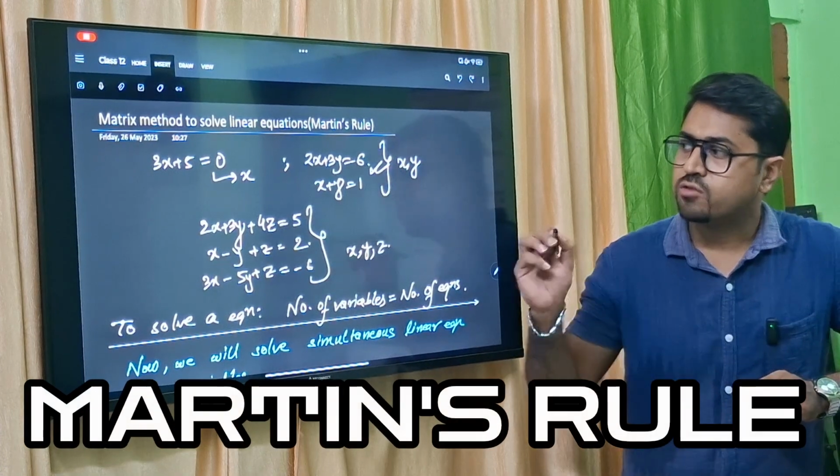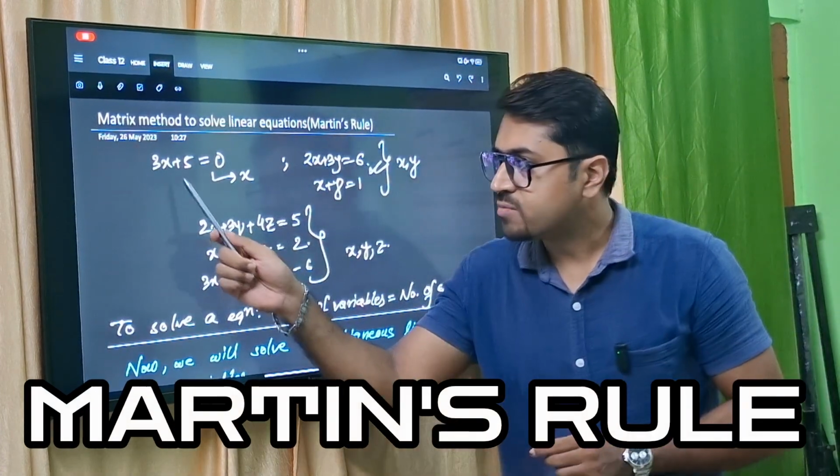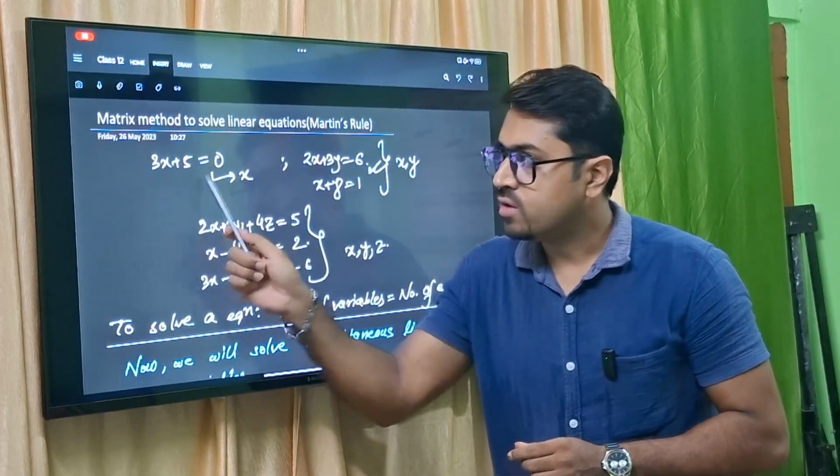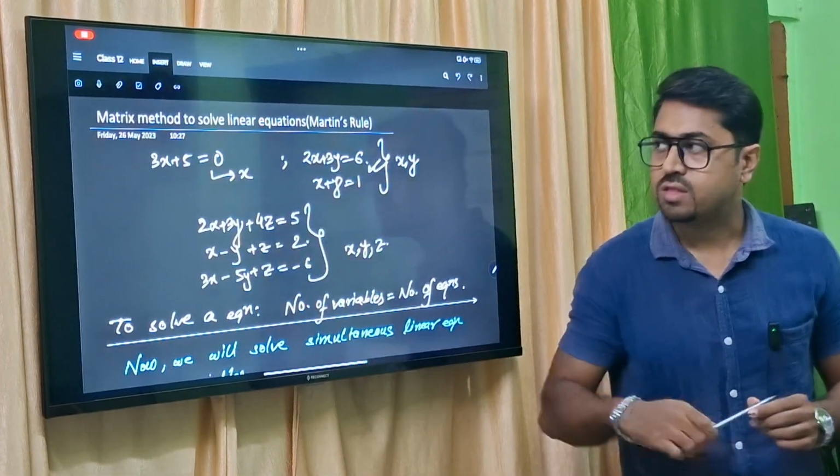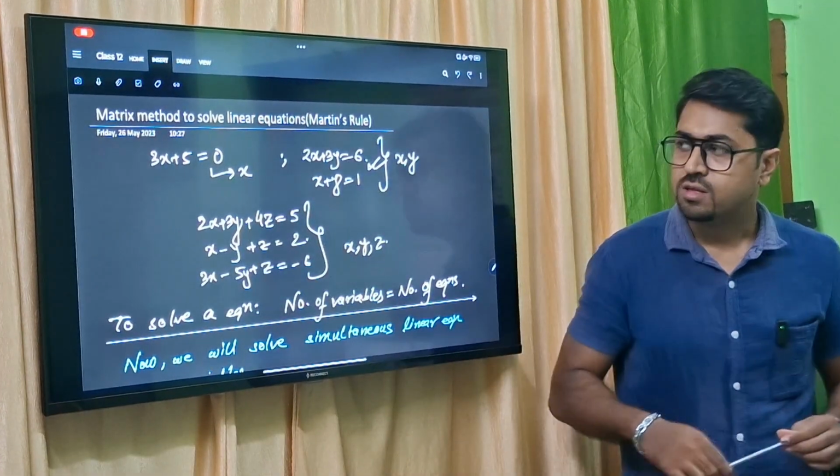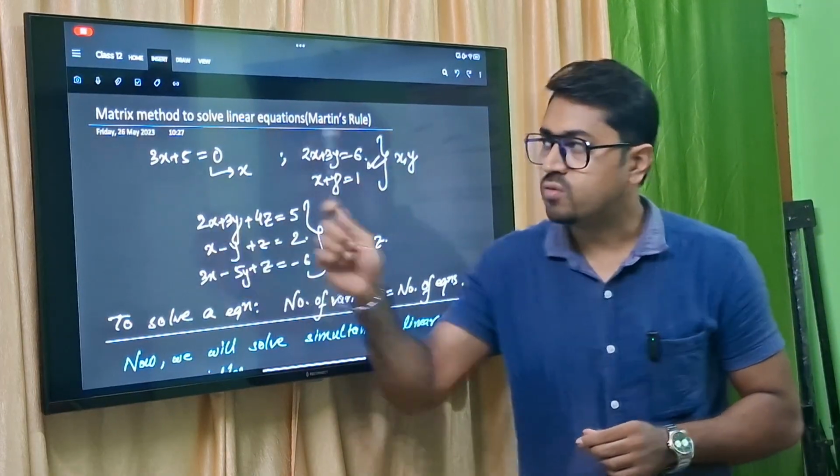We have done the linear equation in one variable like this, 3x plus 5 equal to 0. If you want to solve it, then you can find the value of x. The x will be minus 5 by 3. This type of equation is called linear equation in one variable.